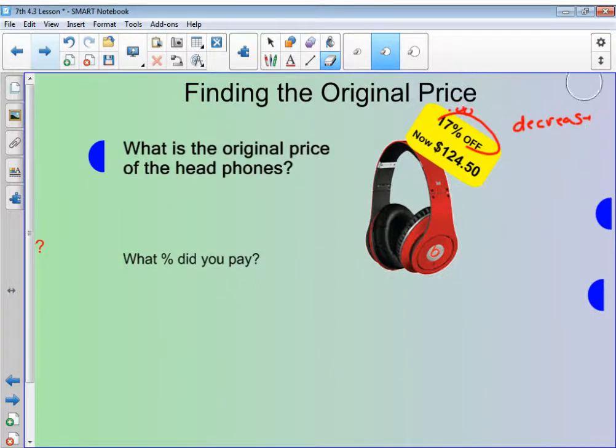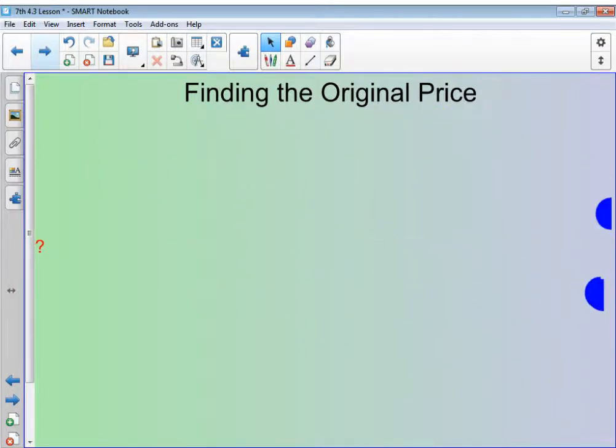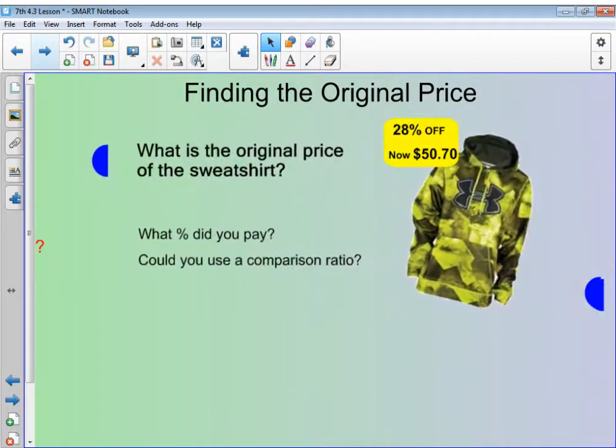Let's go ahead and have you guys try one on your own. Okay, so Under Armour sweatshirt says, what is the original price of the sweatshirt? If you got 28% off and you paid $50.70. Okay, I would recommend using a comparison ratio. Otherwise, you can set it up using the word format, but you have to understand how to do that. So go ahead, pause your video, and work your way through this one.